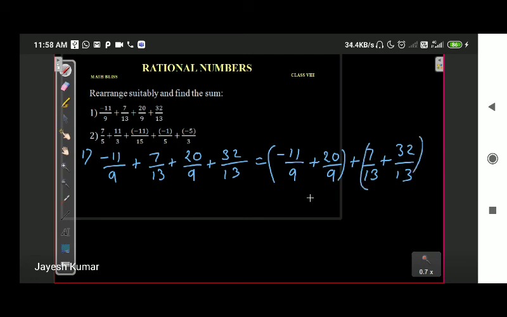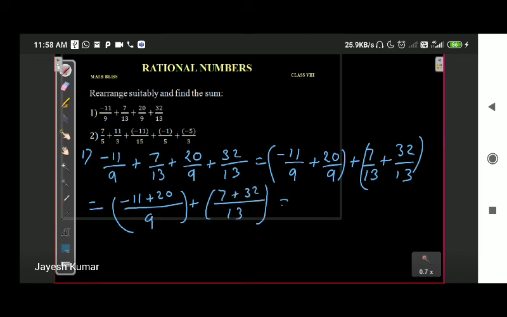First of all, we will solve the brackets and then we will move on. For the first bracket, the common denominator is 9. We will take numerators as they were. For the second bracket, the common denominator is 13 and we will take the numerators as they were. So you will get 9 upon 9 plus 7 plus 32, that will be 39 upon 30. Before rushing on to taking the LCM, let's observe a bit.